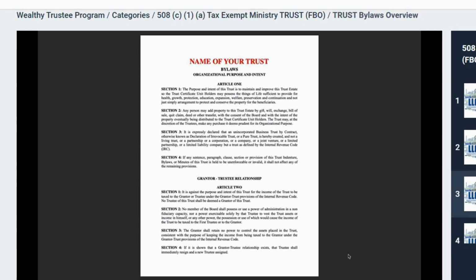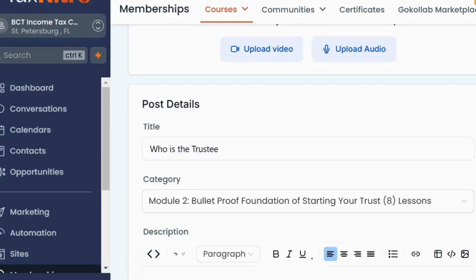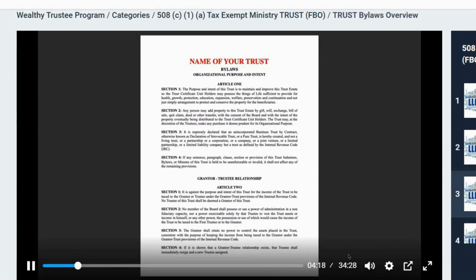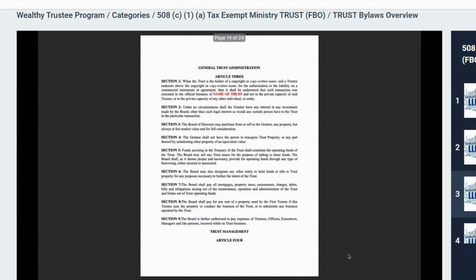Section 4, if it is shown that the grantor-trustee relationship exists, then the trustee shall immediately resign and a new trustee be assigned, meaning that the grantor cannot have any power over the trustee. The grantor cannot tell the trustee what to do. Okay, if that relationship exists, then the trustee has to stand down and a new trustee that has no relationship to the grantor has to be appointed.